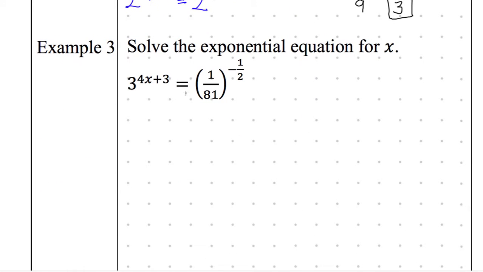So somehow I need to write them with the same base. Which base looks easier to you, 3 or 1/81? Let's choose 3 to be our base. Can you somehow rewrite 1/81 as 3? Can you somehow rewrite 81 as 3 to some power? 3 to what power is 81, Gio? Yep, so 3 to the 4th power is 81.